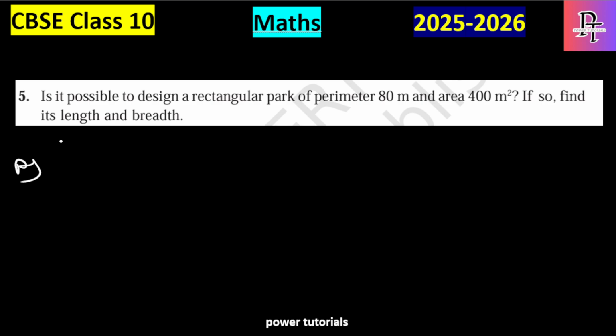Is it possible to design a rectangular park of the perimeter they have provided and the area they have provided? They are asking to find the length and breadth. So first you need to remember the perimeter of a rectangle. Perimeter P, I can write it as 2 into (length plus breadth). What is the area of a rectangle formula? It is length into breadth. So we need to remember the area and perimeter formulas, and only then can you solve this type of question.